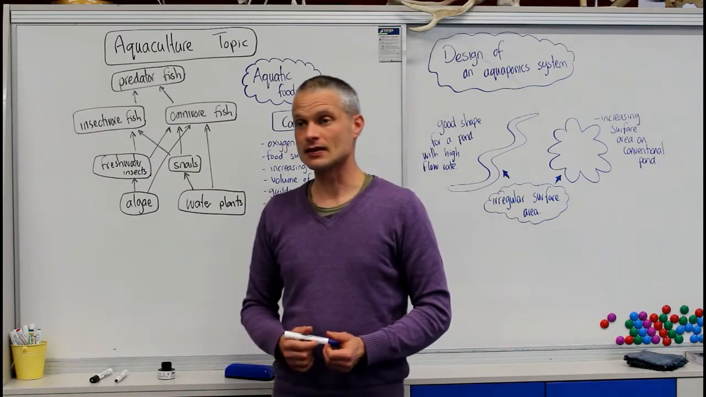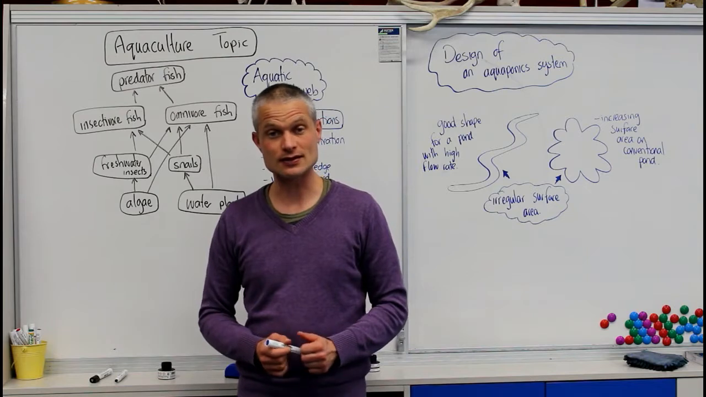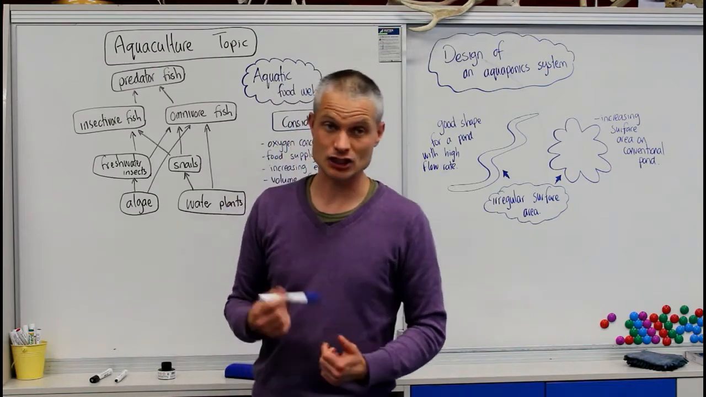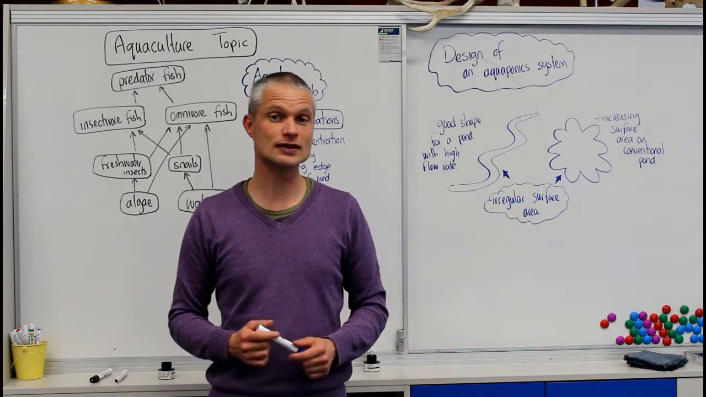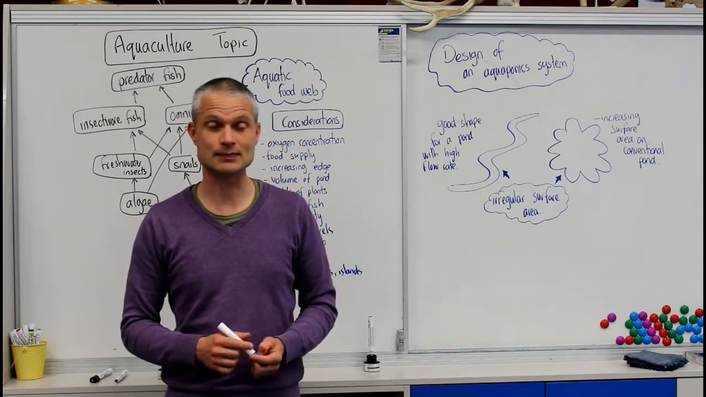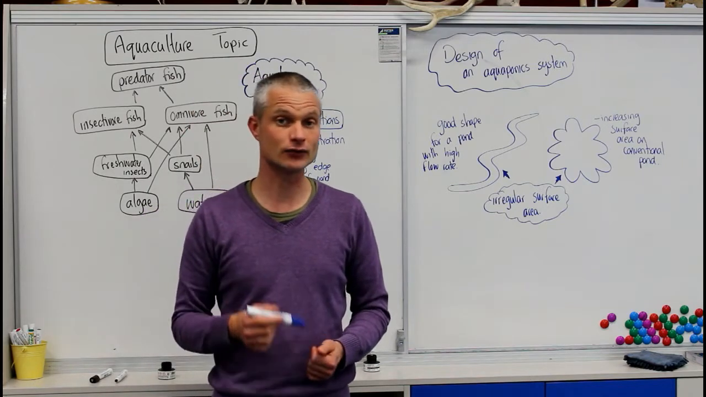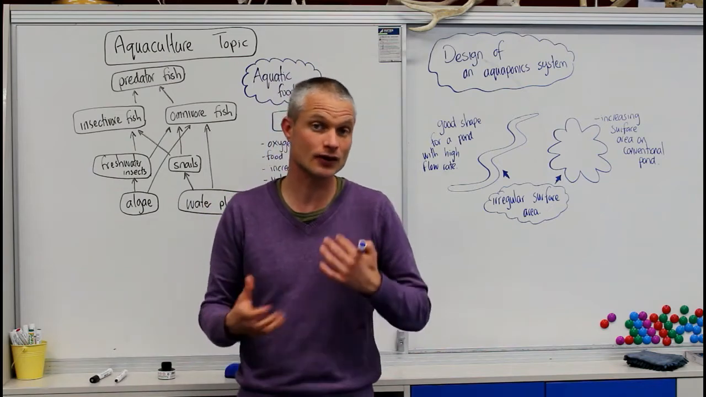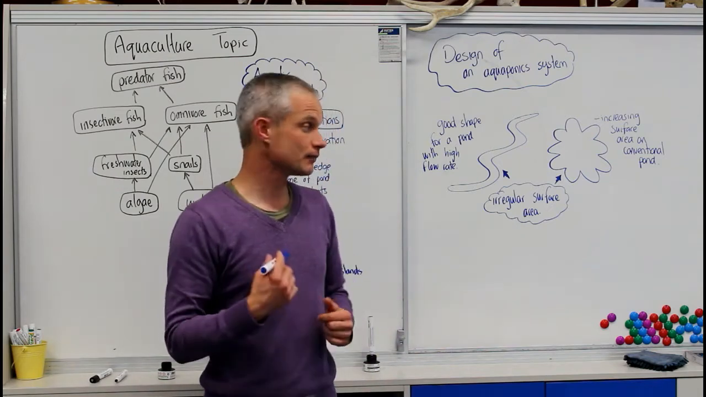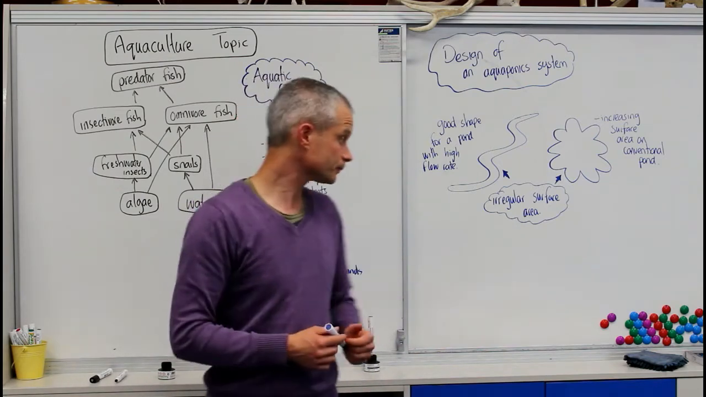So some of the considerations with the design of an aquaculture system is the shape, the water quality, the flow rate of the water, and then some particular aspects such as oxygen levels and temperature and flow rate, which will affect the habitat and the quality of that habitat for the production species involved.